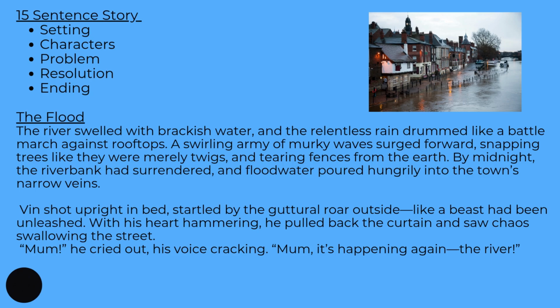So that's 3 sentences that explain the setting of the story with part of the problem, which is obviously the flood. What I tried to do there is to make it as descriptive as possible. I've got a couple of similes. I've got metaphor in there, swirling army of murky waves. I've also got personification of the riverbank, and the floodwater being hungry.